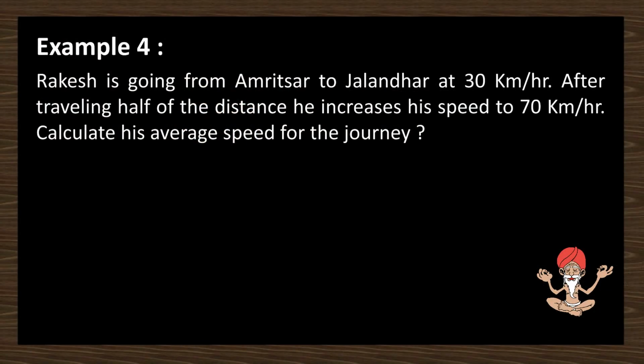Rakesh is going from Amritsar to Jalandhar at 30 kilometers per hour. After traveling half of the distance, he increases his speed to 70 kilometers per hour. Calculate his average speed for the journey.